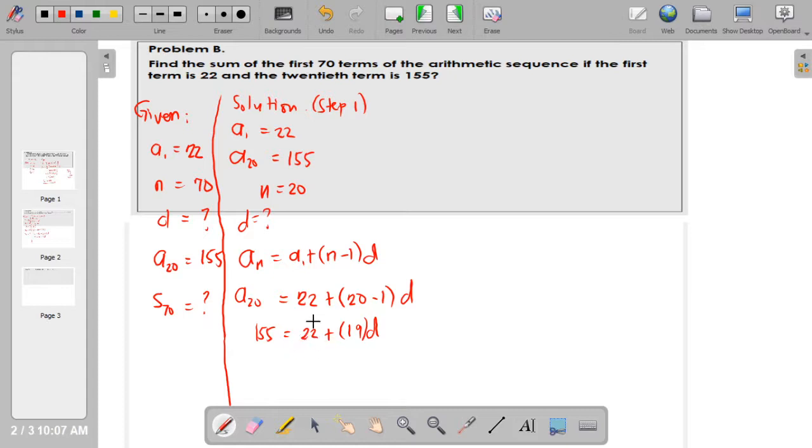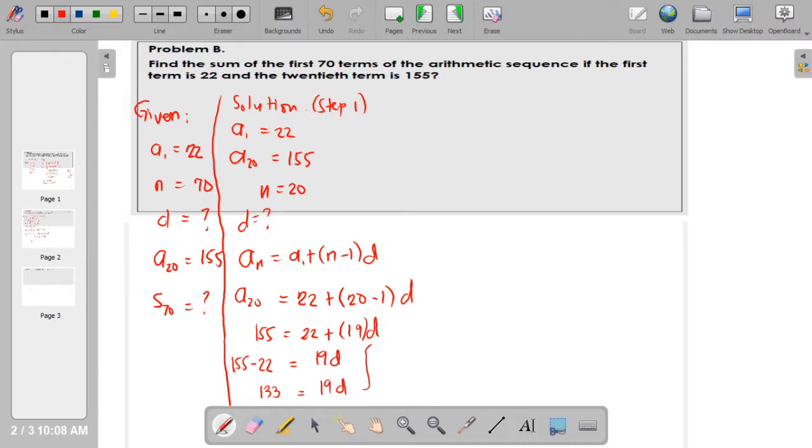And 22, we do not need it here, so we transfer it. We copy 155, and since we transferred positive 22, it becomes minus 22 or negative 22. And then 19 times d is 19d. Then what is 155 minus 22? That should be 133. Okay, 133, that's equal to 19d.